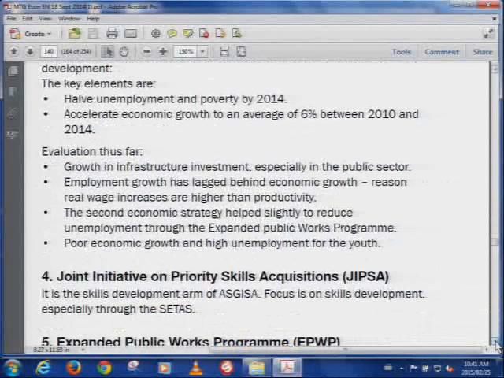Let's look at it. Have we had that growth in infrastructure investment, especially in the public sector? It has occurred. The government has spent quite a substantial amount of money on developing the infrastructure, the rail system, the roads. We are witnesses to that, it has occurred and it's still occurring. Employment growth rates, unfortunately, have lagged behind economic growth. We have had a positive economic growth since 1996, from 1.5 up to the highest that we've achieved, which was 3.3%.